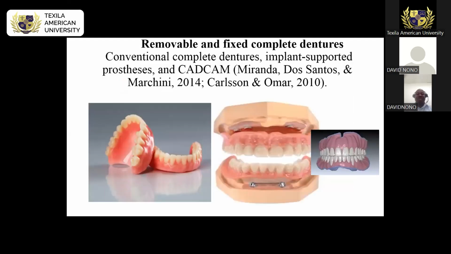These are the artificial teeth. Maybe for some of you this is your first time hearing about them. We can make them manually, we can make them fixed, and we can use computers, which we call CAD/CAM. Manually, we call it conventional complete denture. Fixed, we call it implant supported. And computerized is CAD/CAM, which in full is computer aided design, computer aided manufacturing. So we design and manufacture them.